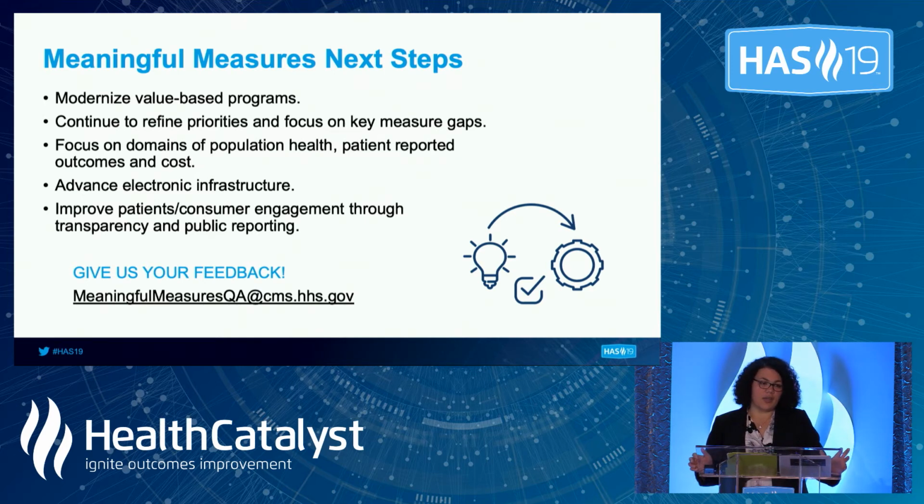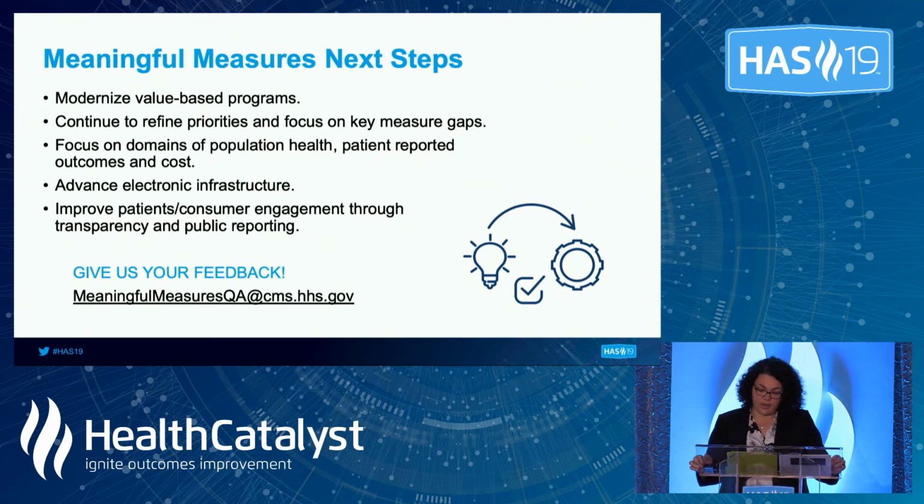But our priorities going forward can, at a very high level, be summarized in the following. Modernize value-based programs. We want to make sure that we're aligning, reducing burden, focusing on the measures that are our top priority, and advancing interoperability. We want to continue to refine our priorities and really focus on the key measure gaps, trying to find those and fill those with things like I mentioned before: maternal mortality, morbidity, opioids, nursing home infections, et cetera. That we are focusing on domains of population health, patient-reported outcomes, and cost.